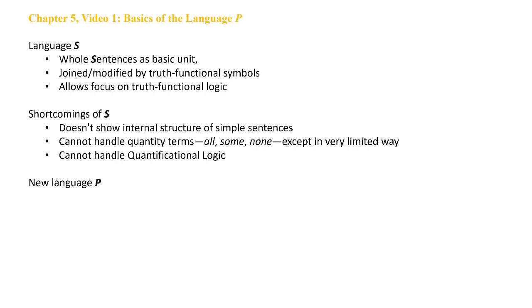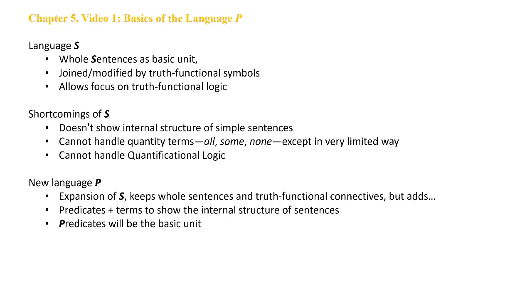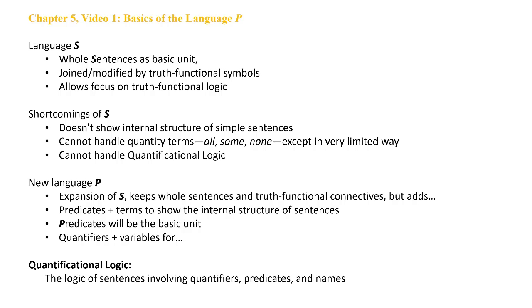So what we want is a new language, which we'll call P. It will be an expansion of the language S. It keeps the whole sentences and truth functional connectives, but adds predicates and terms to show the internal structure of sentences. And predicates will be the basic unit now. In addition, it adds quantifiers and variables so that we're able to handle quantificational logic. Quantificational logic is just the logic of sentences involving quantifiers, predicates, and names.